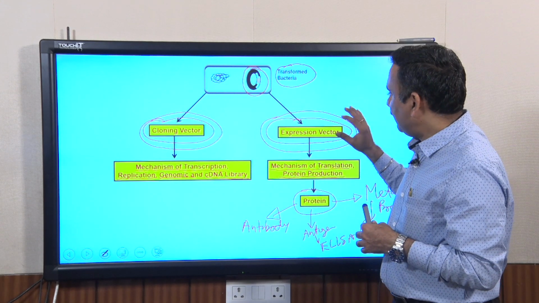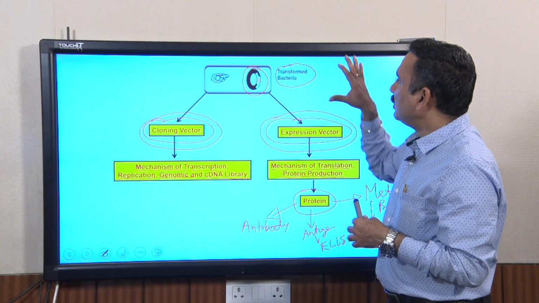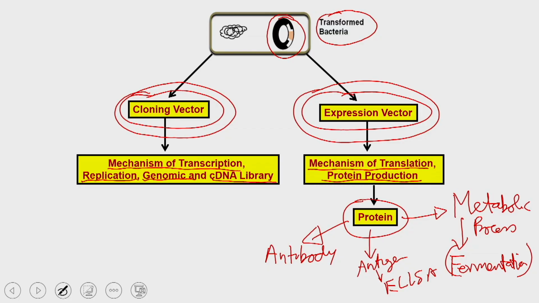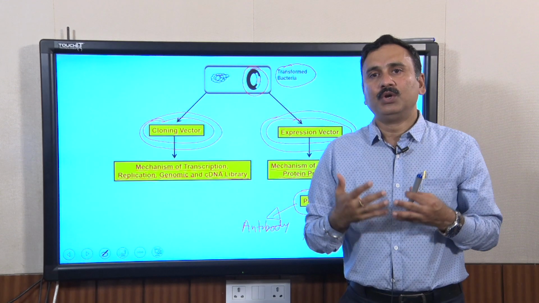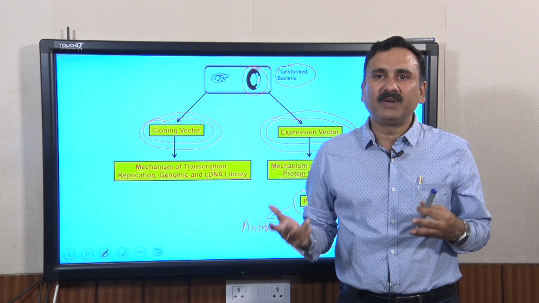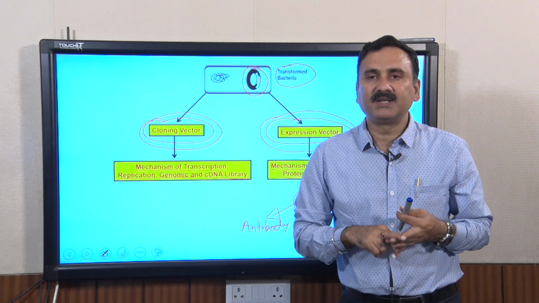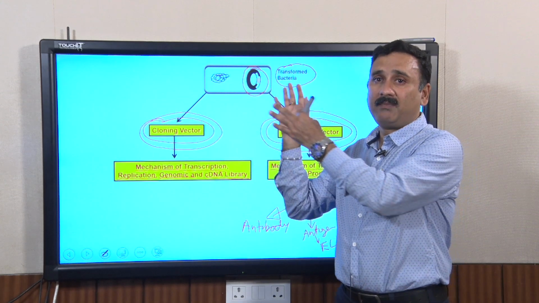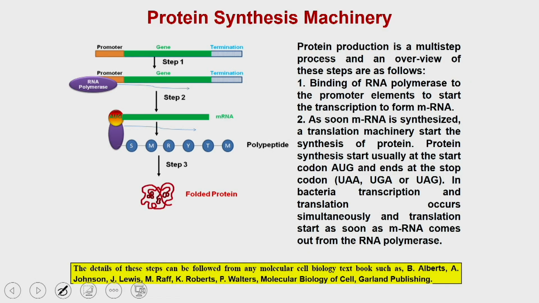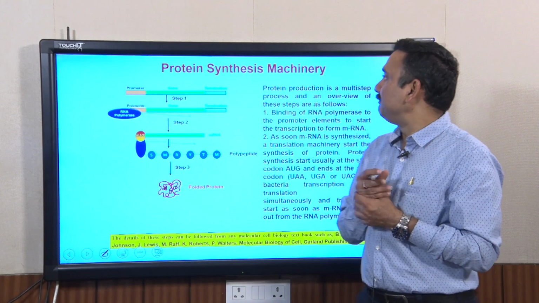So, today we are going to discuss how to exploit the transformed host to overexpress or express the protein of your interest, which you have cloned from a particular gene. Before getting into the detail of different types of hosts which are important for producing the protein, let us see what the different steps involved in a typical protein production machinery are.